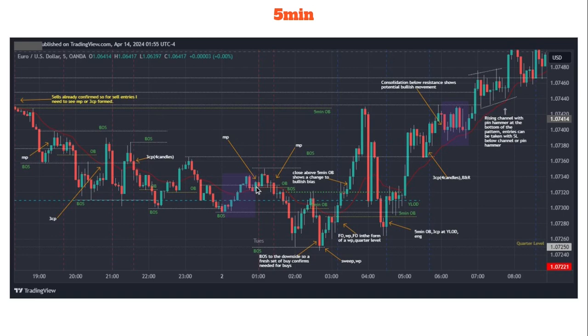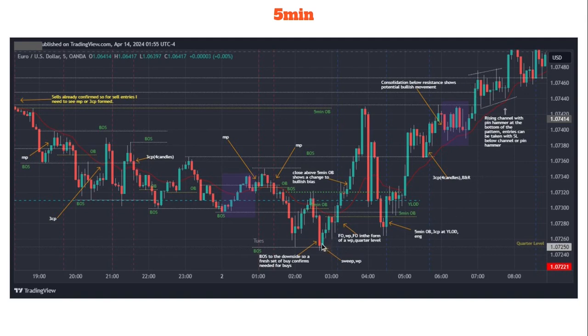This is a 5-minute time frame. This is where I had taken the sells, and as you can see here, we have sells already confirmed. So moving forward, I'm only looking for M patterns and 3 candle patterns at significant points, as you can see right here and here and here. So in this case, I only need an M pattern, and I put the stop loss above here and take profit all the way down here. Right here is when price changes from a bearish bias to a bullish bias.